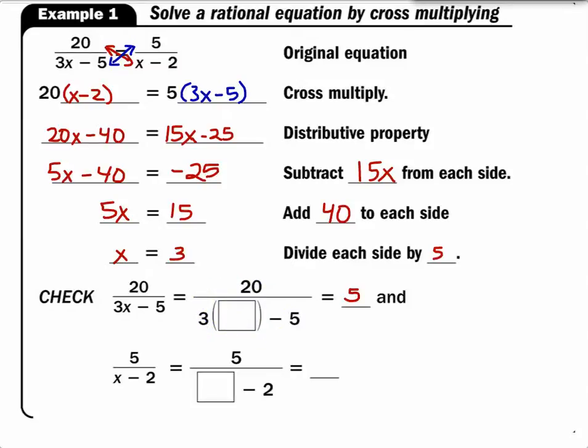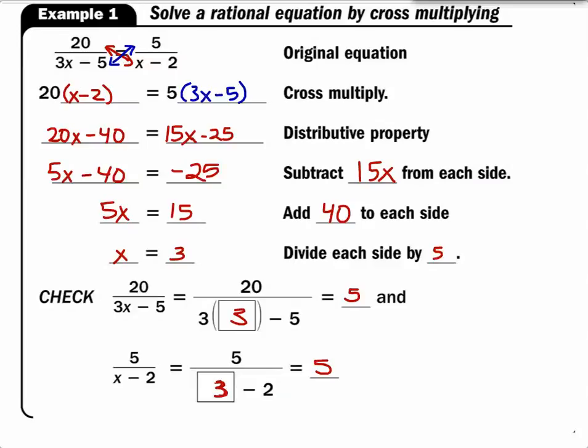Then write the 3 back in. On the other side, we had 5 over x minus 2, so that's 5 over 3 minus 2, right? And 3 minus 2 is 1, and 5 over 1 is, well, it's 5. And it matches. And we're happy, except for these silly extra circles, which can be cleaned up. That's it. Cross multiply, solve the equation you got. There are worse things in life.